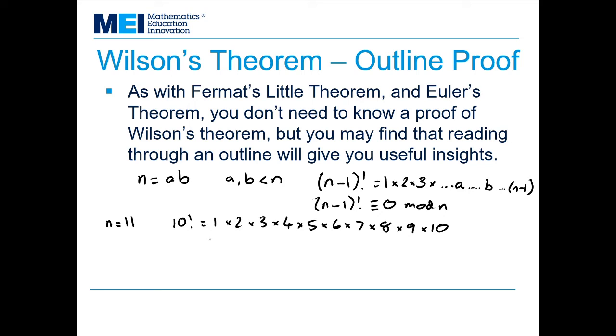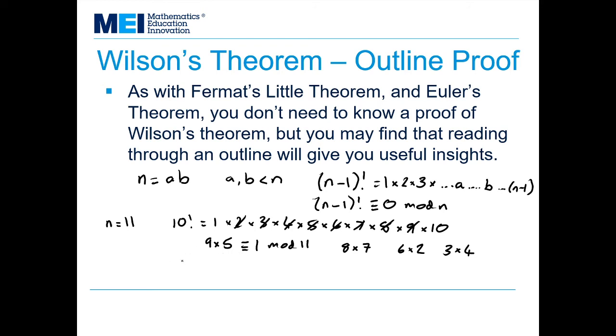So if I work out 9 times 5, I get 45, which is congruent to 1 mod 11. And similarly, if I work out 8 times 7, I get 56, 1 more than 55. If I work out 6 times 2, I get 12, which is 1 more than 11. If I do 3 times 4, I also get 12, which is 1 more than 11. So all of these things multiplied together is going to give me 1 mod 11.